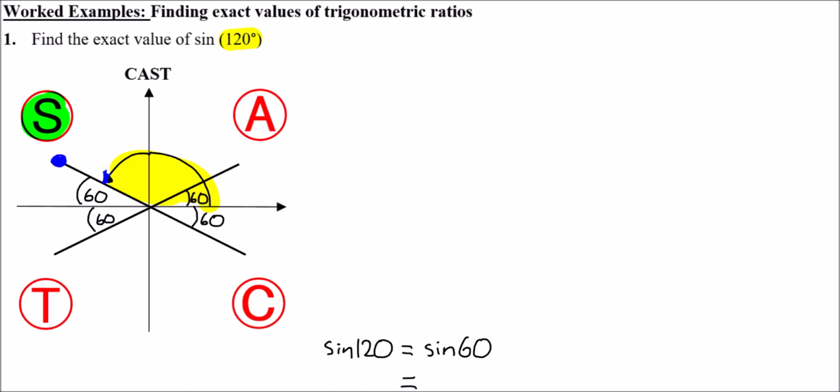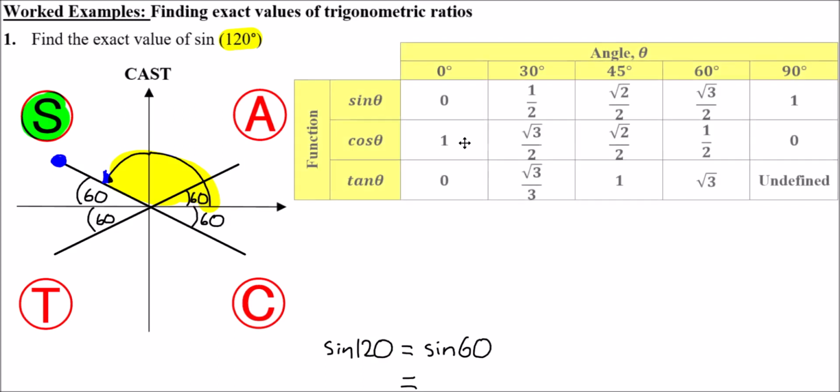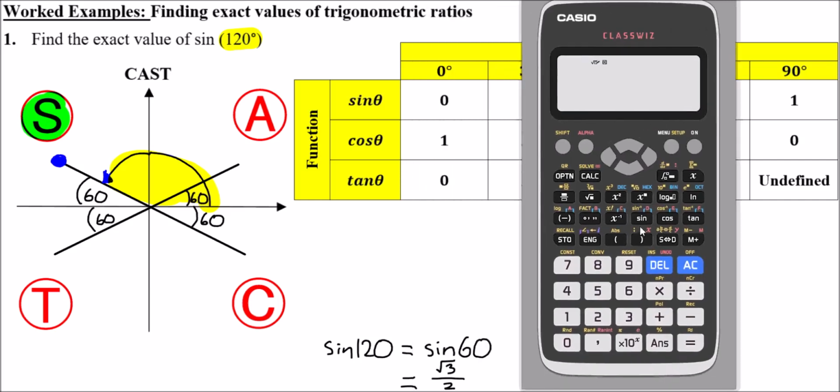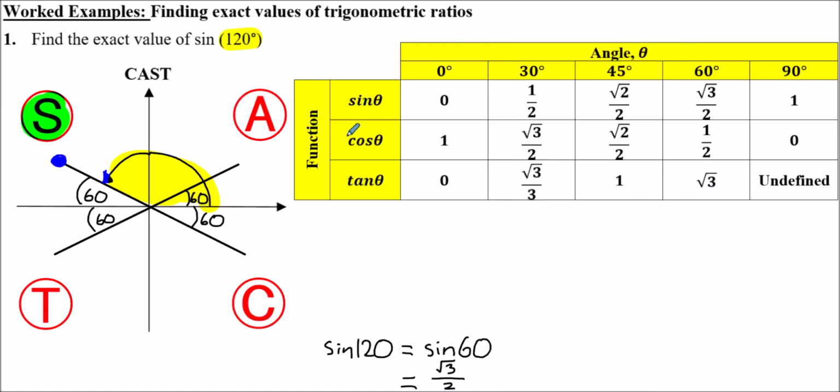But what was sine 60? Again, without using a calculator if you can. So here's a little crib sheet for you. So sine theta, when theta is 60, that's going to be root 3 over 2. So in other words, sine of 120 is going to be root 3 over 2. Double check on a calculator, if you really must. Sine 120 equals root 3 over 2, which is what you'd expect. So we can use these CAST diagrams to help us in these situations.